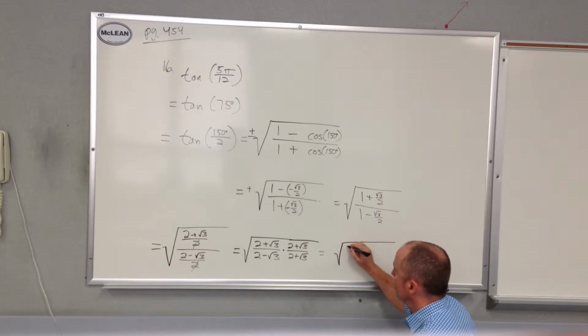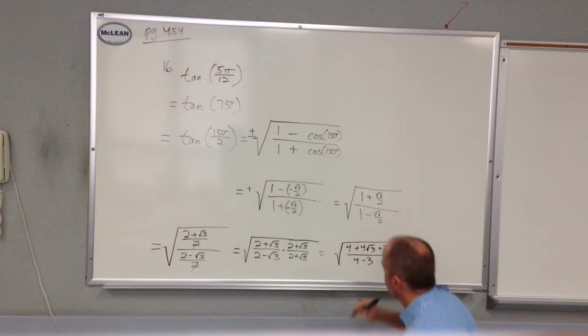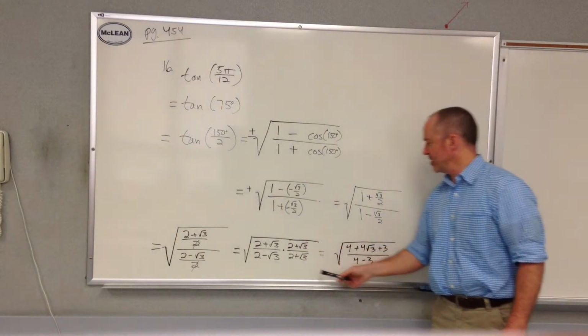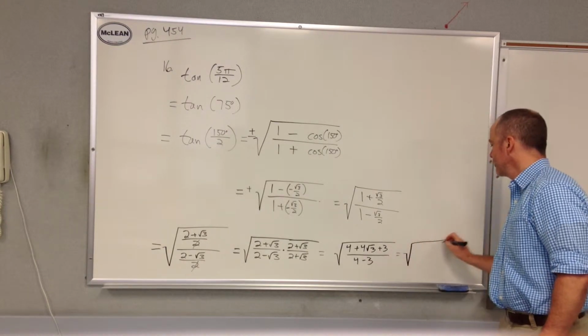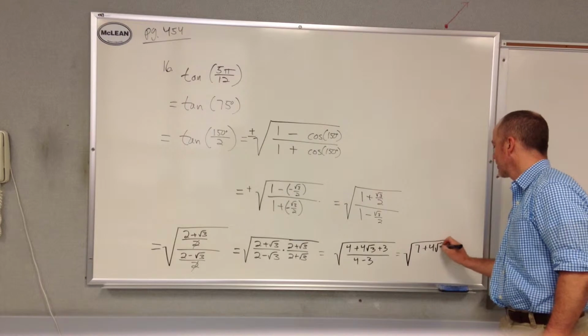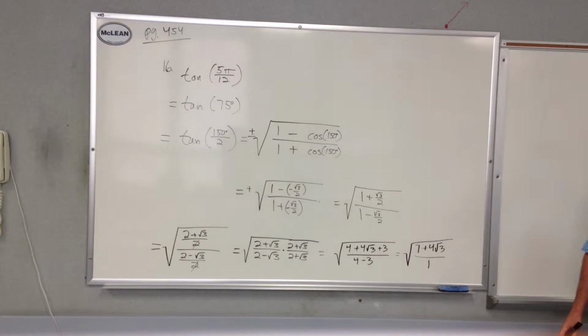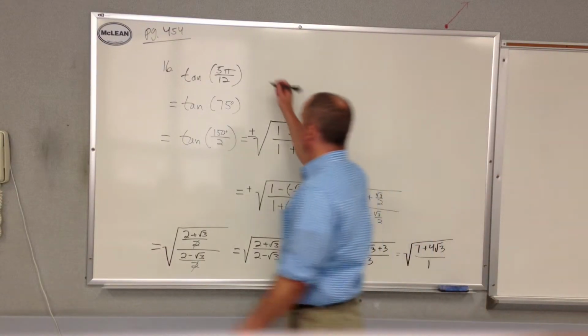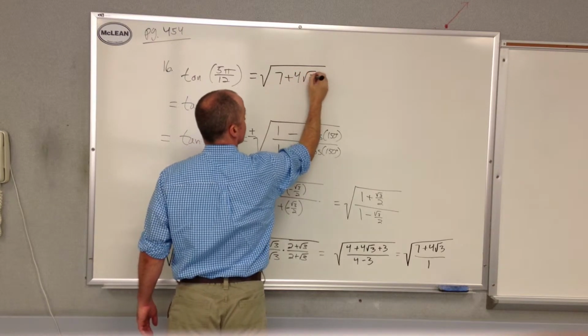The top is going to be like foiling. I'm going to get 4 plus 4 root 3 plus 3 over 4 minus 3. My a minus b, a plus b will give me a squared minus b squared. So that's going to give me the square root of 7 plus 4 root 3 over 1. You don't need to write the over 1. And that is the tangent of 75 degrees. So my final answer would look like the square root of 7 plus 4 root 3.